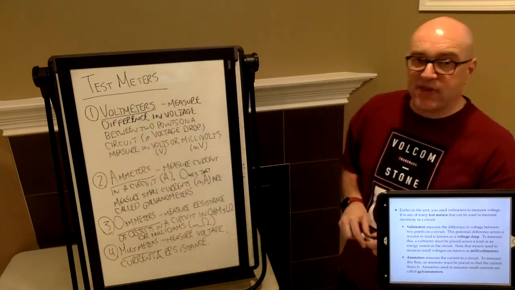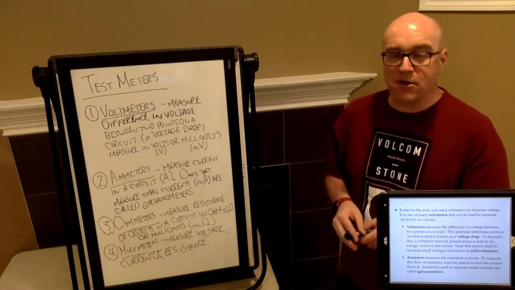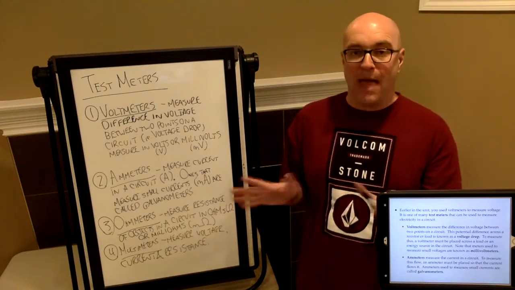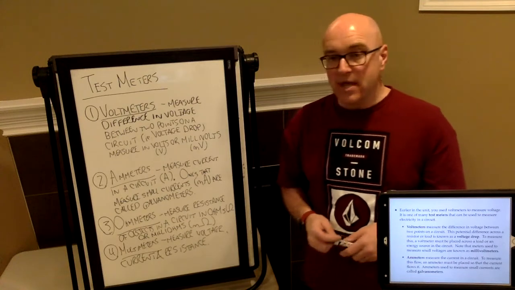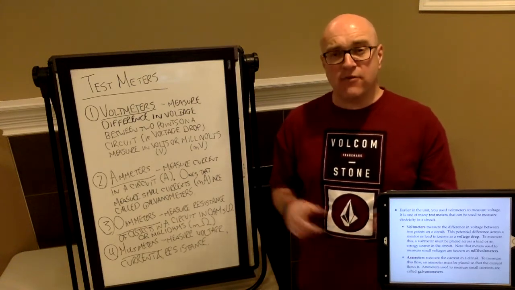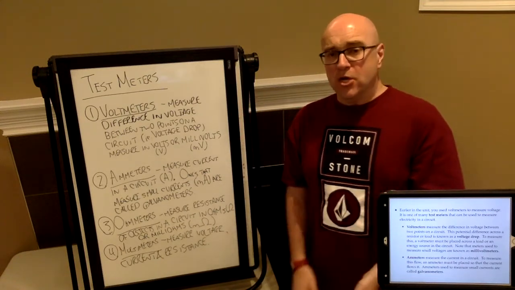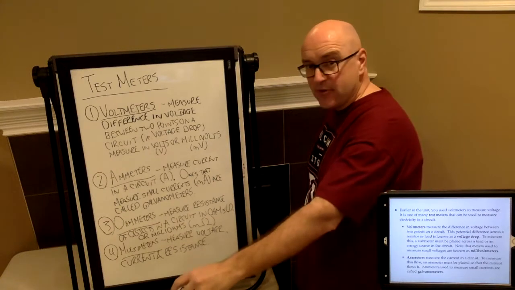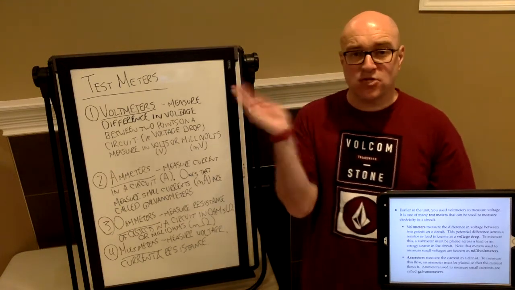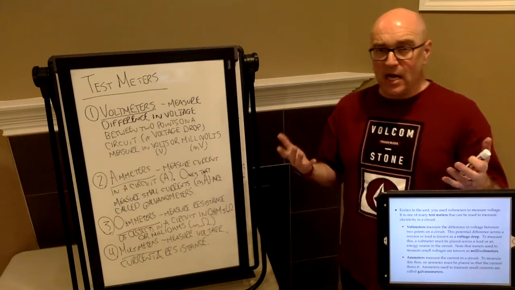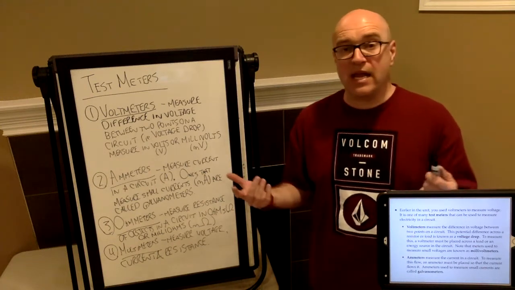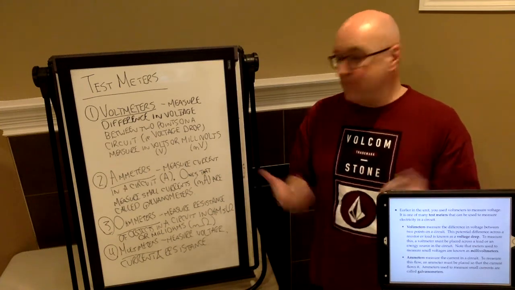The second test meter that we use are called ammeters. They're not called amp meters. They're just called ammeters. That isn't a typo. They measure the current in a circuit. And you don't have to use two prods for an ammeter. You just basically put the ammeter right on the circuit and you measure the amount of electrons that are flowing through the electrical circuit at any given point. So that's what an ammeter does.